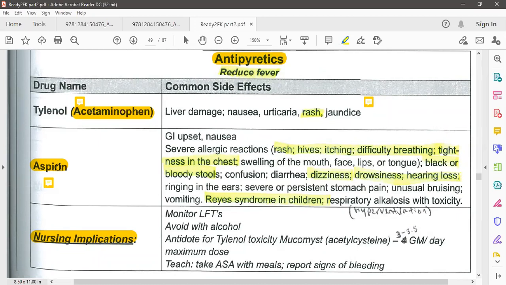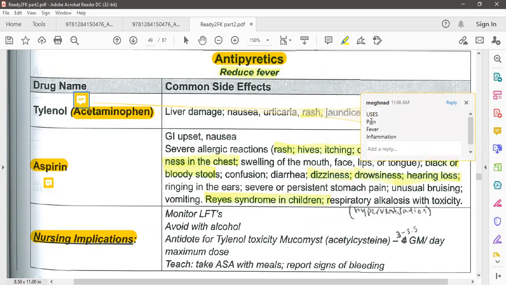So here we are going to focus on antipyretics and analgesics. The first one is acetaminophen. Most common drugs we buy over the counter. So acetaminophen we use for pain medication. We use it to reduce the body temperature or fever.